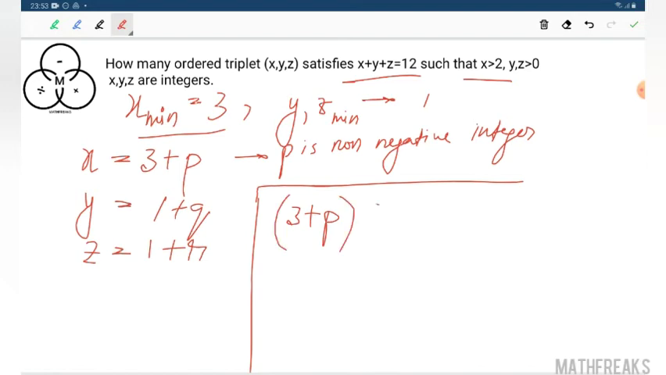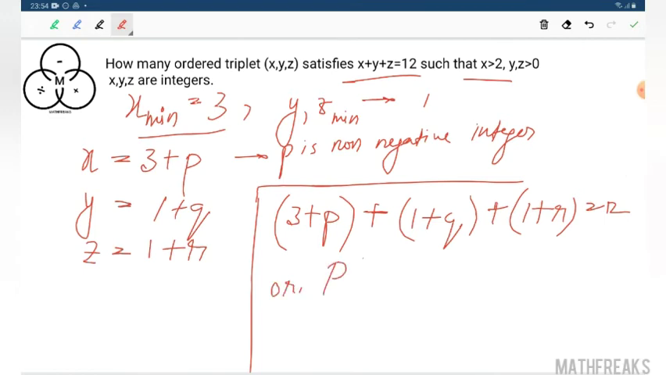3 plus p, this is x, plus 1 plus q plus 1 plus r equals 12, or p plus q plus r plus 5 equals 12. This is simply 7.